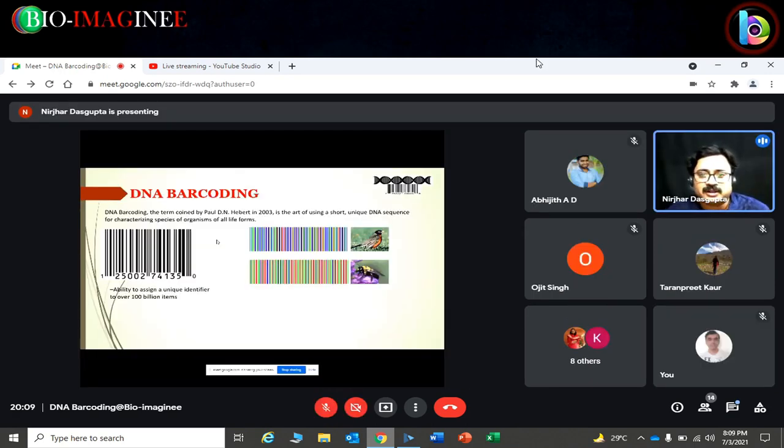Through this presentation, I'm going to explain about DNA barcoding. Depending on which species you are working on, you have to select the primer. The rest of the steps are very similar. That is, you have to collect the samples, then extract the DNA, then go for DNA PCR amplification, and then you go for sequencing.